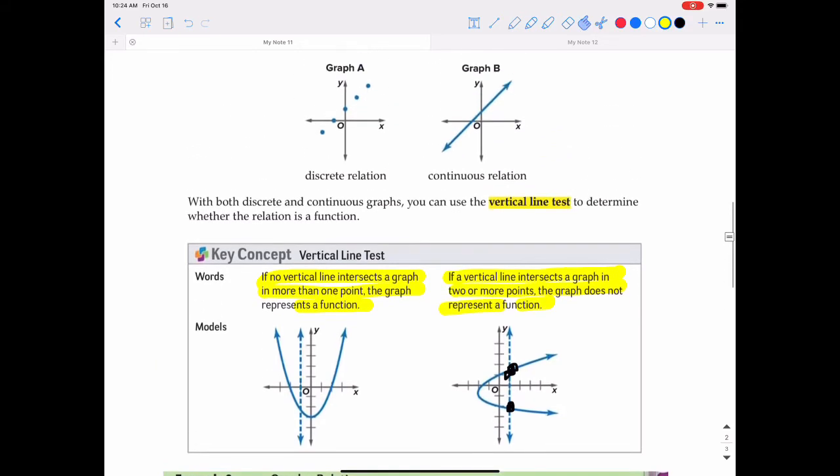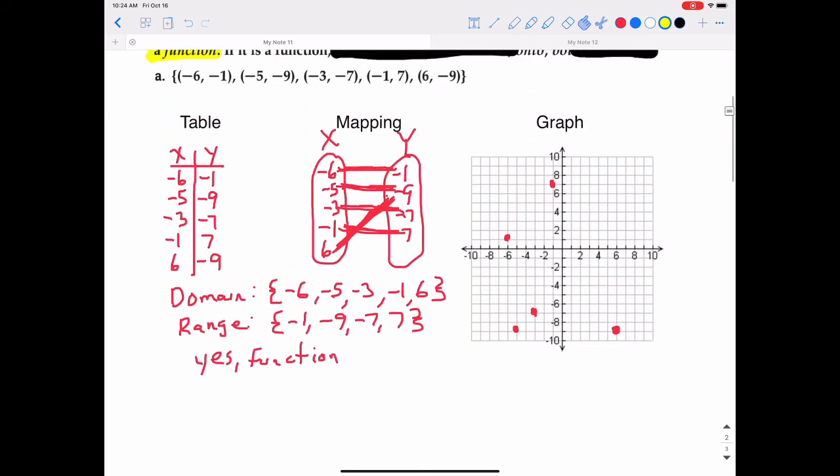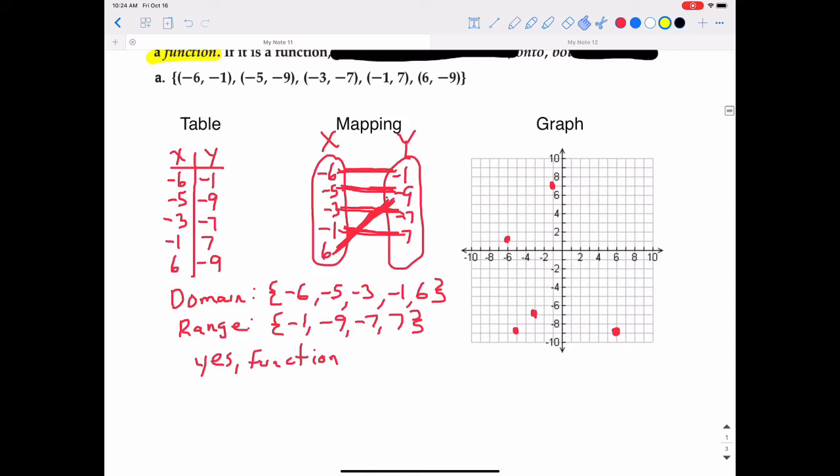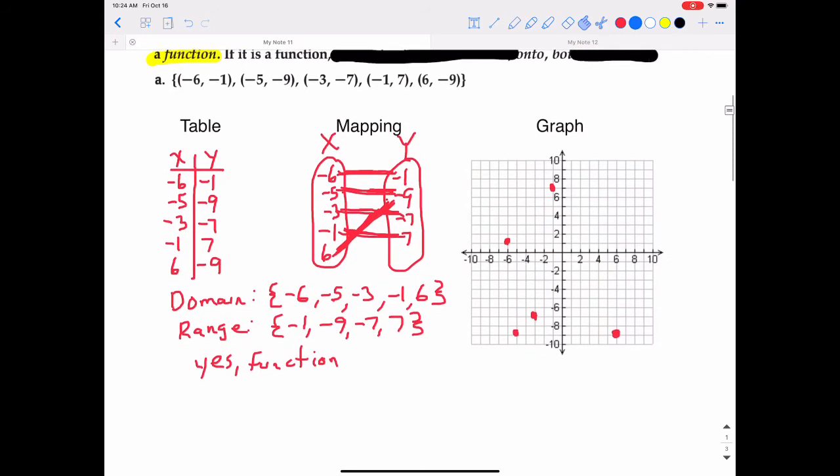So if I go back up to my graph at this point, looking at those 5 points, does it represent a function? Can I draw a straight vertical line and touch 2 points at the same time? The answer is no. You can draw as many vertical lines as you want, but you will never touch 2 points at the same time. I could draw a vertical line right here, but I don't touch 2 points at the same time. I could draw a vertical line right here, but I do not touch 2 points at the same time. So it is a function.